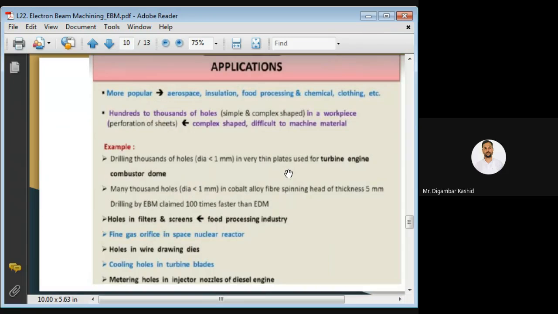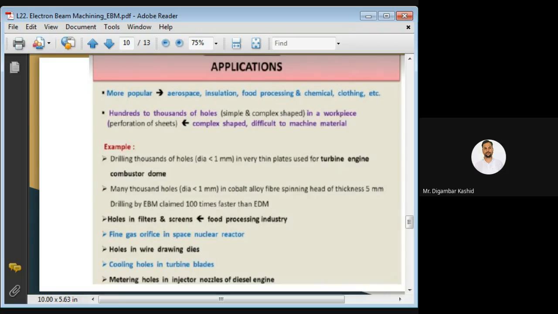Now let us discuss the application, the last part. There are various applications of this electron beam machining process. Firstly, it is most popular for the aerospace industry, insulation, food processing, and the chemical and cloth industries. I repeat, this process is more popular for aerospace industries, insulation purposes, then food processing and the chemical and cloth industries, etc.